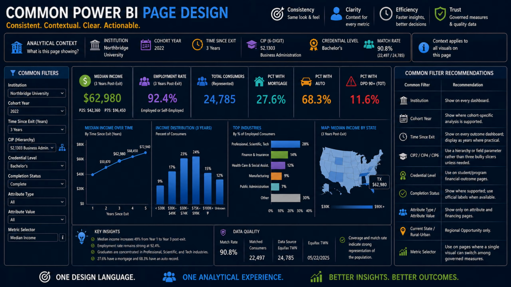The context strip is especially important. It should clearly display the selected institution, cohort, CIP, time since exit, and match rate. This provides the analytical context behind every metric and visual, ensuring that leaders can immediately understand what a number represents and the population to which it applies. A consistent page structure improves usability, reduces cognitive load, and helps users move between dashboards without having to relearn the layout or interpret metrics in isolation.